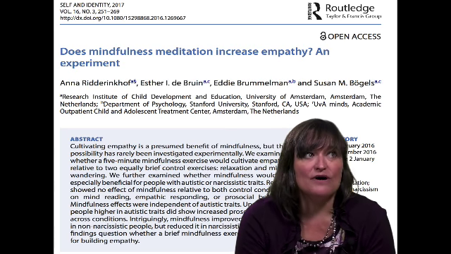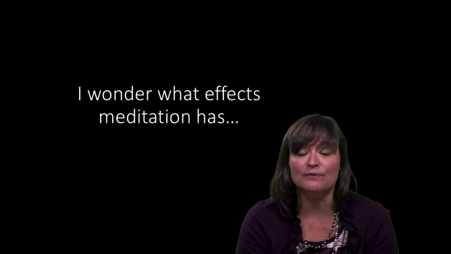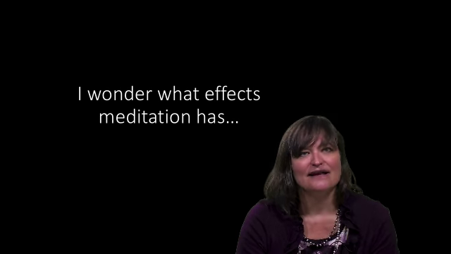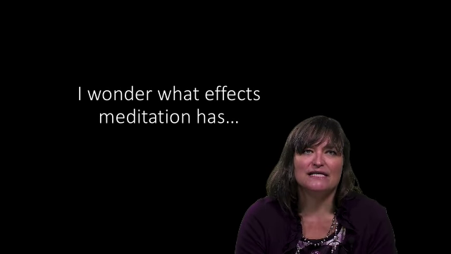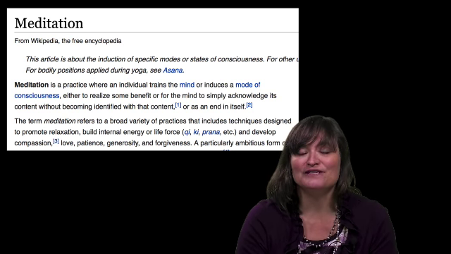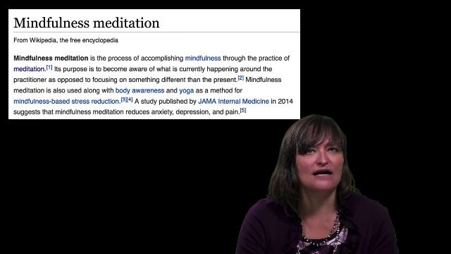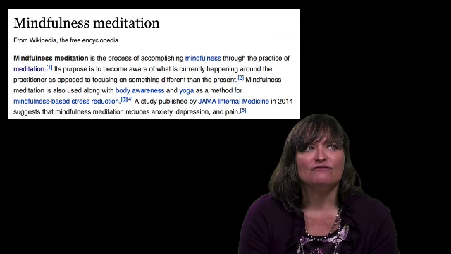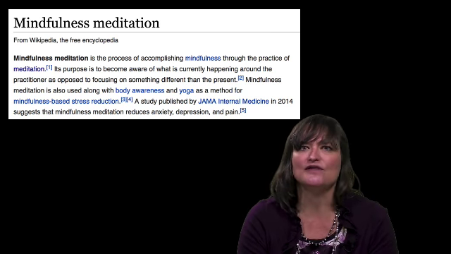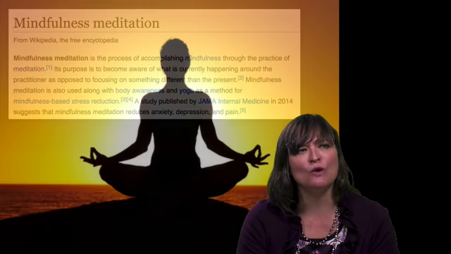So they're asking, I wonder what effect meditation has. When you meditate, are you more aware of other people? That's going to be the basic question. Let's define these variables. So meditation is a practice or an art where participants are becoming aware of the present moment and relaxing. Particularly mindfulness meditation often involves asking people to focus on their breathing, and while they're being aware of what they're thinking about or aware of what's going on around them, to just notice it, but not to really get involved in it.